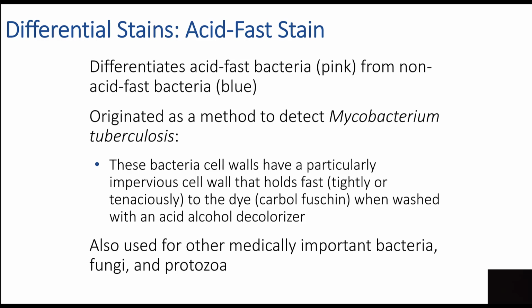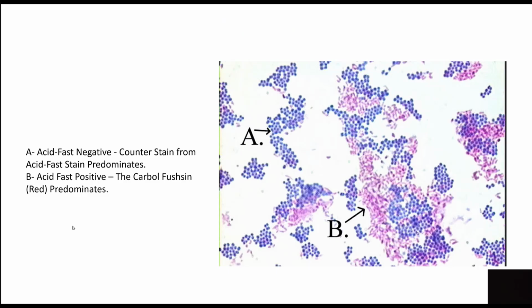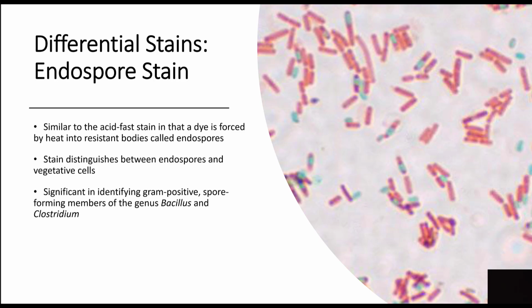But they have a different type of cell wall that will hold tenaciously to that carbofuchsin and will stick still after an alcohol decolorizer. And so this is what we see. The acid fast negative, the counterstain from the acid fast stain predominates, which is that purplish, and the acid fast positive, which is the carbofuchsin, that's red. So it's sort of opposite of the way the gram stain is. So we're actually looking for the pink for a positive for the acid fast, and that's what we're using usually for detecting tuberculosis or something like that.